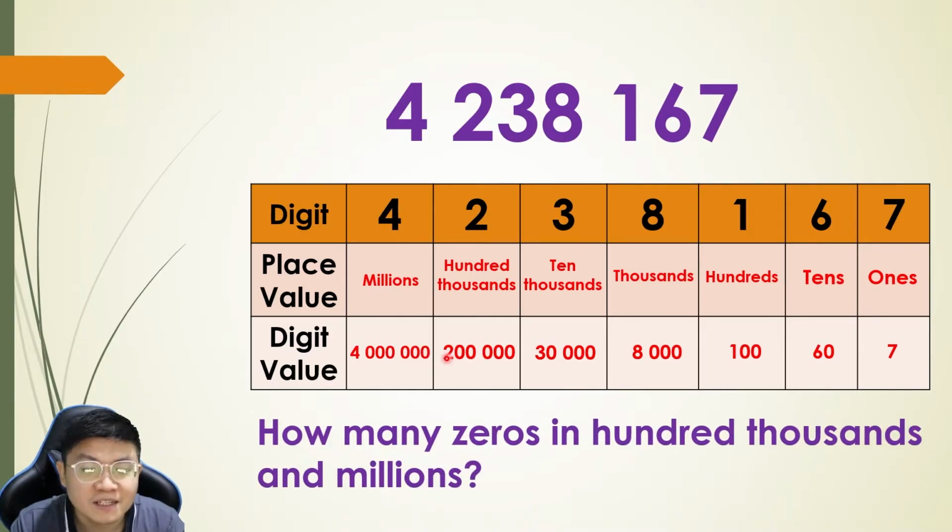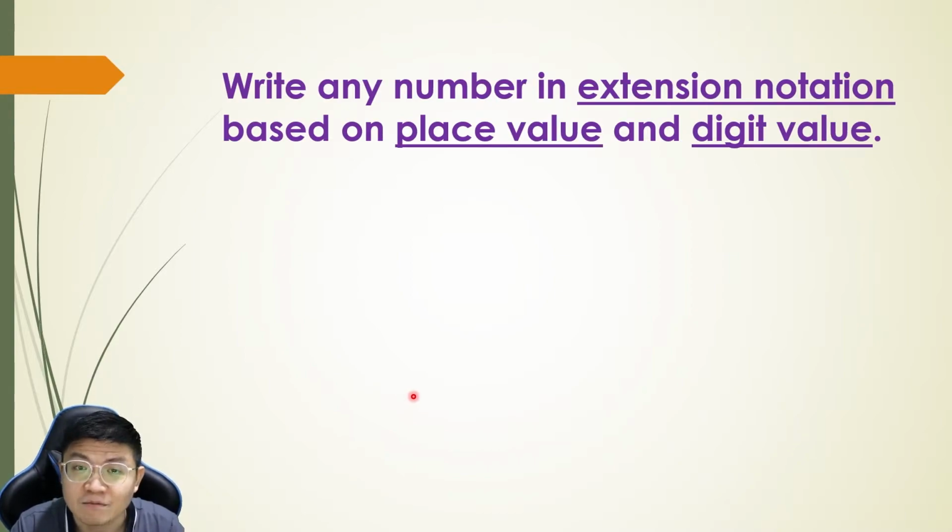Now, how many zeros in 100,000s and millions? 100,000 is hundred and thousand, meaning hundreds 2 zeros and thousands 3 zeros. So altogether 5 zeros, whereby millions 6 zeros. Now, if you're able to master these zeros, you won't have any difficulty in the next skill, which is to write any number in extended notation based on place value and digit value.